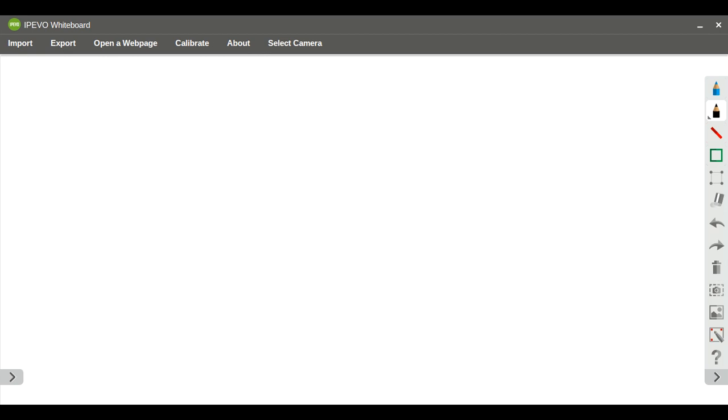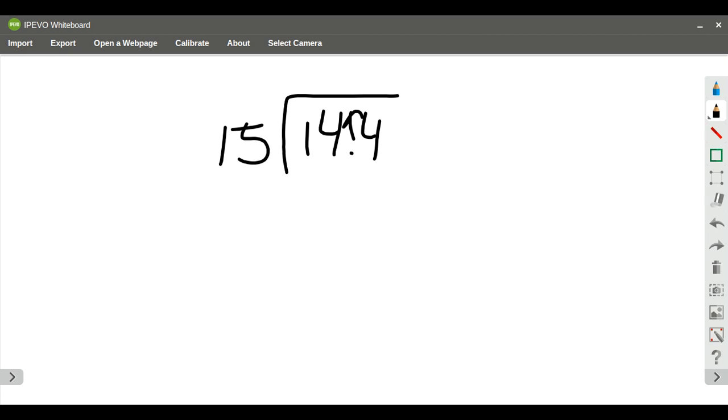Our next problem is going to be 14 and 4/10 divided by 15. So the first thing I'm going to do is bring my decimal up, and then I don't have to worry about it anymore. And now I look at how many times 15 goes into 14. It's 0 times. And so now I look at how many times 15 goes into 144.